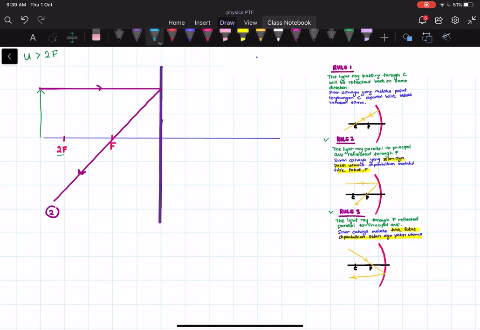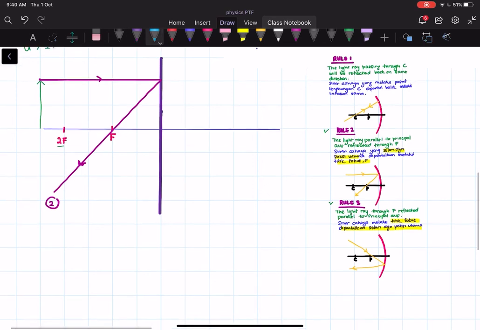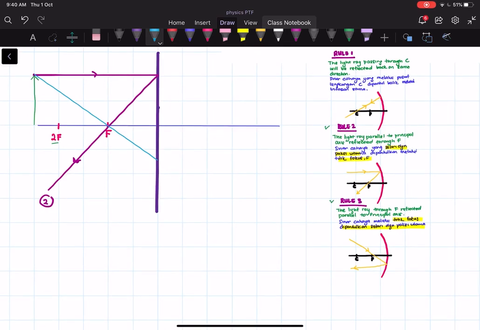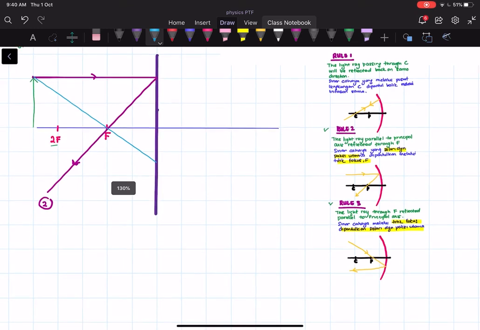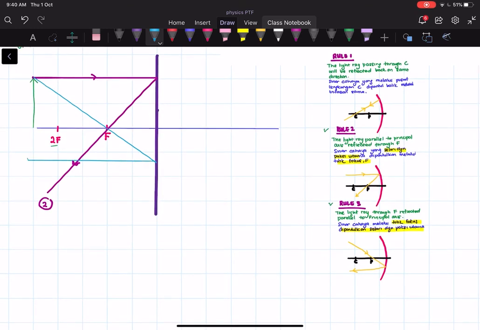Let's say I'm using blue here, a light ray passing through focal point F. So from the object, passing through focal point F, it will be reflected parallel to the principal axis, and therefore I'm going to have another line here which is parallel to the principal axis. So I draw another line that goes exactly parallel to the principal axis.